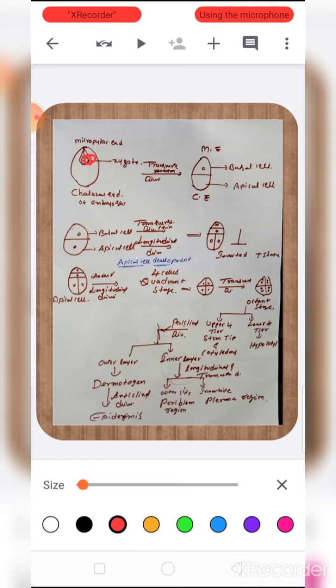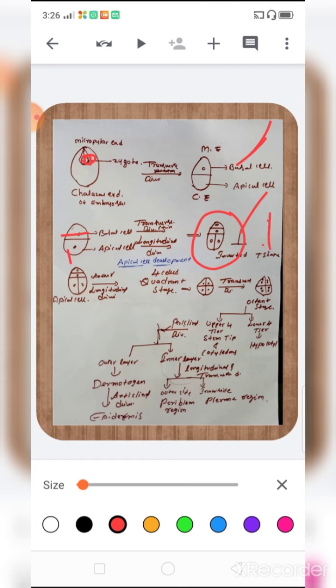To summarize, the diploid zygote takes a transverse division and produces an apical cell and a basal cell. The basal cell is present at the micropylar end of the embryo sac and the apical cell at the chalazal end. Later on, the apical cell takes a longitudinal division and the basal cell takes a transverse division, forming the four-celled proembryo, whose cells are arranged in an inverted T shape.